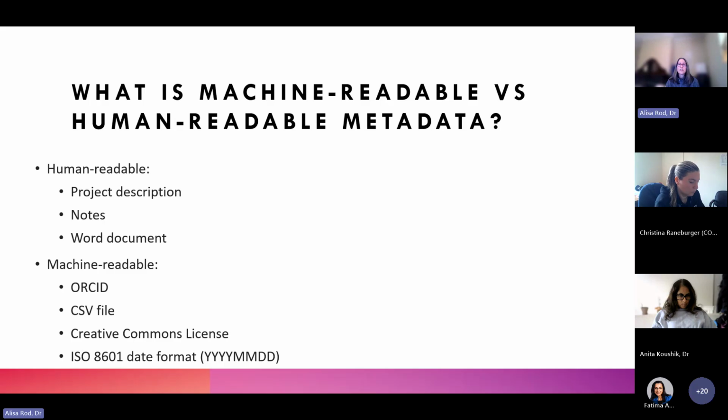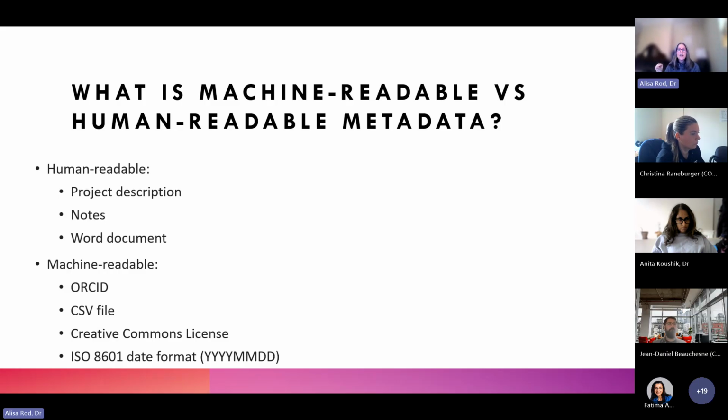Machine readable metadata are things like your ORCID ID. So if someone searched for you as a researcher and you had an ORCID ID, Google would find anything that was linked to your ORCID ID, and it could do that automatically without humans intervening in that process because it's machine readable metadata. CSV files are machine readable, they're comma separated, so the machine understands that every time there's a comma, there's a new value. You don't have to tell it that.